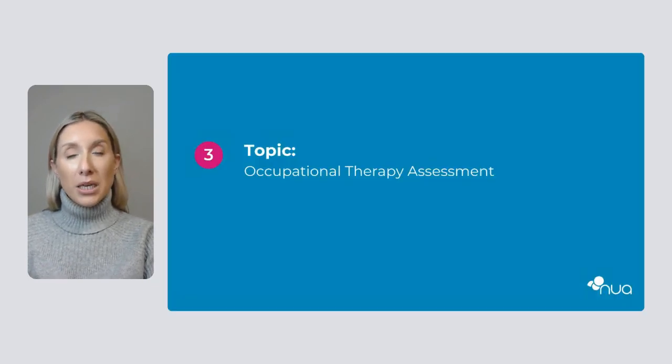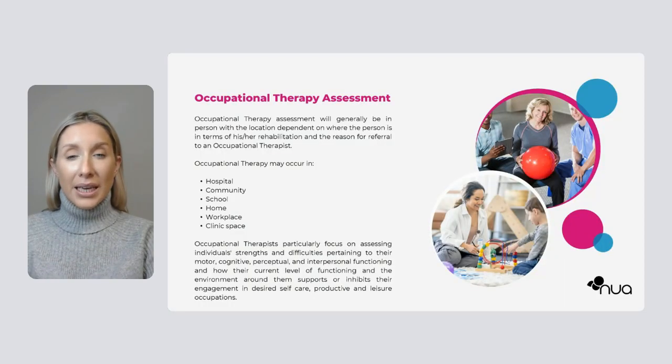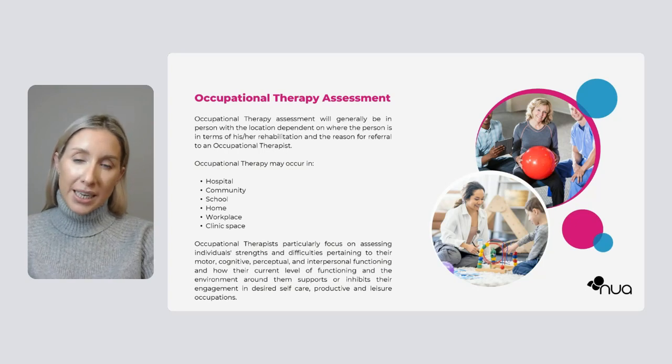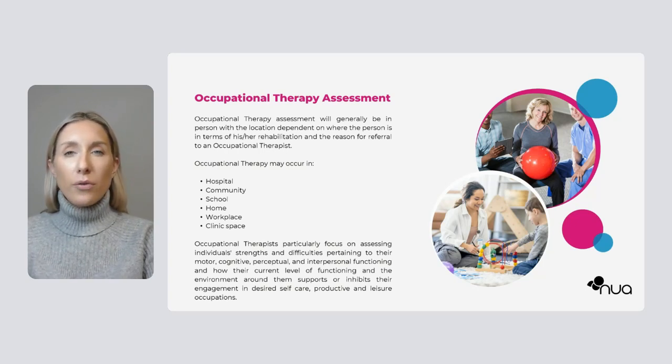Topic 3, occupational therapy assessment. Occupational therapy assessment generally will be in person. The location does depend on where the person is at in terms of his or her rehabilitation and the reason for referral to an occupational therapist. So occupational therapy may occur in a hospital setting. It might occur in the community. It might occur in a school or a home setting, the workplace, or a dedicated clinic space.